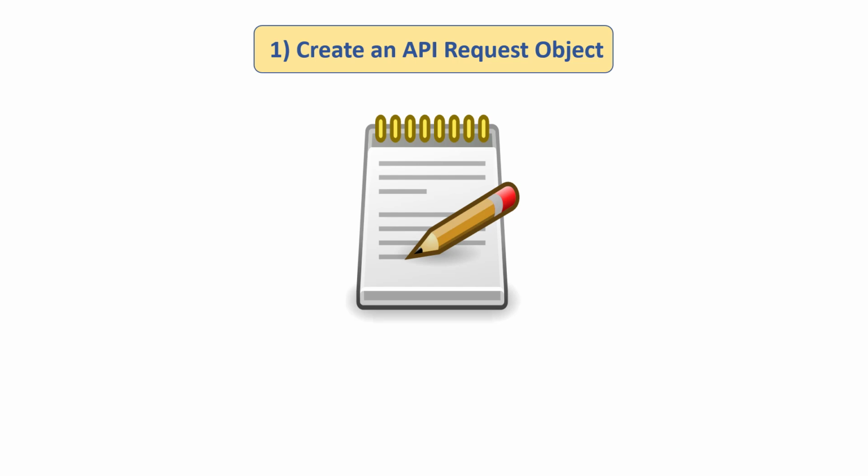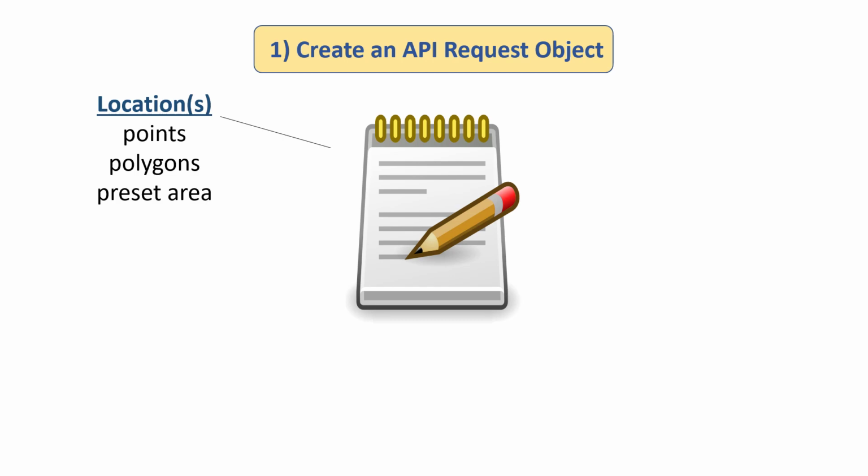The first step is to create an API request object. An API request object is a bit like filling in an order form, containing all of the critical pieces of information about the data you want. Every API request needs to specify the location of interest. This could be points or polygons that you provide as coordinates or as R spatial objects. Or it could be one of the dozen or so preset areas of interest that CalAdapt supports, including counties, census tracts, watersheds, and so on.